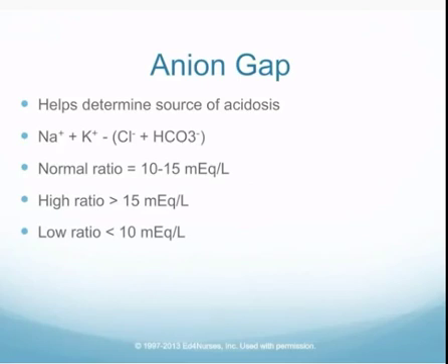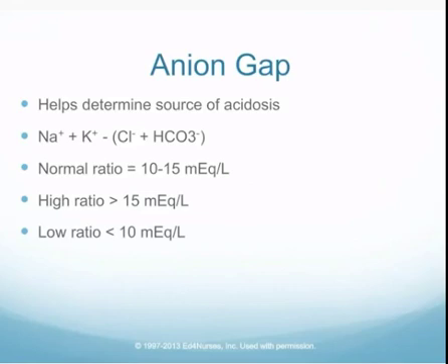Many of our patients in the hospital, especially those in critical care units, have multiple things going on with them. For that reason, we may have to try to differentiate between a number of different things that could be causing a patient to have a metabolic acidosis. That's where we would look at an anion gap.